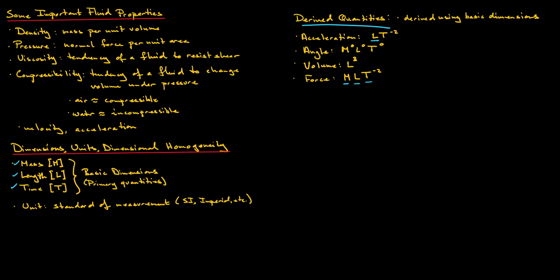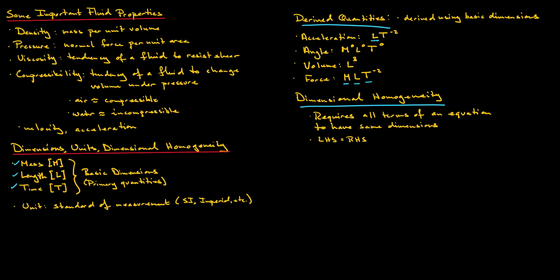The next important concept is that of dimensional homogeneity. Dimensional homogeneity might seem a bit straightforward, but it is of utmost importance in fluid mechanics. Strictly speaking, dimensional homogeneity means that all terms of an equation must have the same dimensions. That is, we are adding apples to apples and not apples to oranges. In other words, the left-hand side must be equal to the right-hand side, and every term on each side must have the same dimensions.